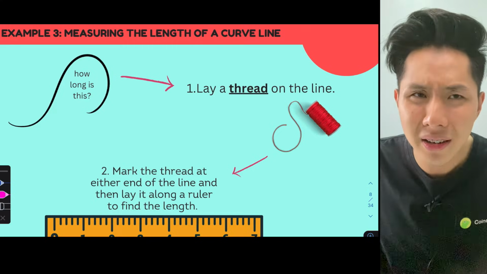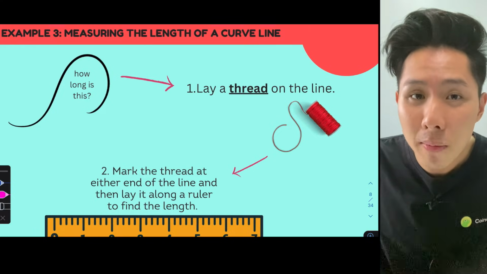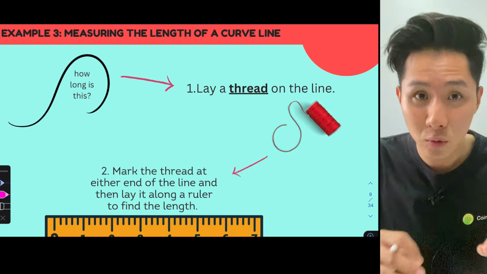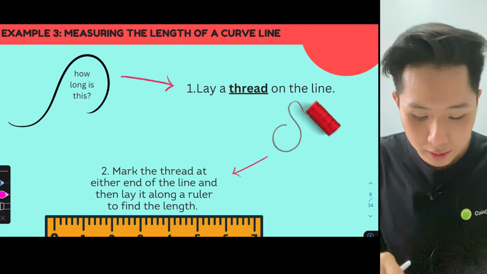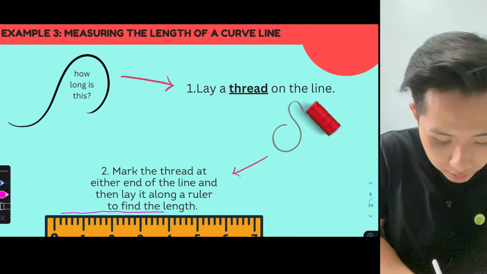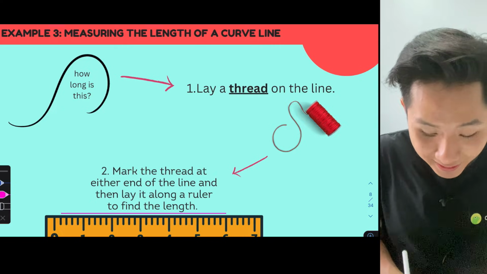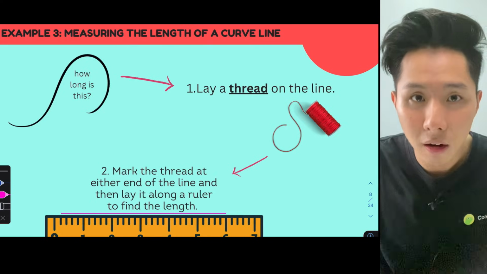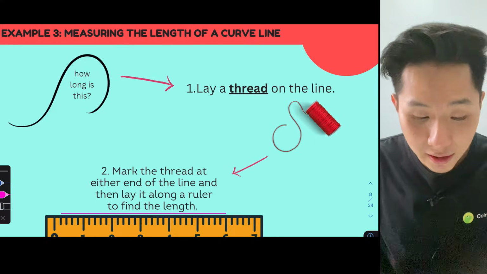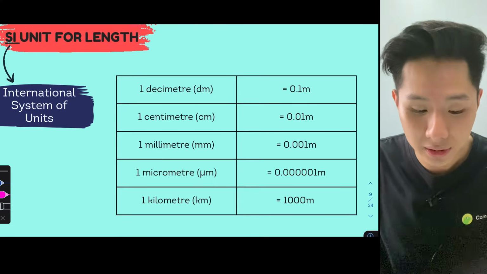Another example would be a thread. All right, how do we measure a thread? It's very much like how we measure a wire. You need to lay the thread along a line and then put the line on the ruler to get the exact measurement of how long the thread is. So here are just 3 examples of how you can measure length.